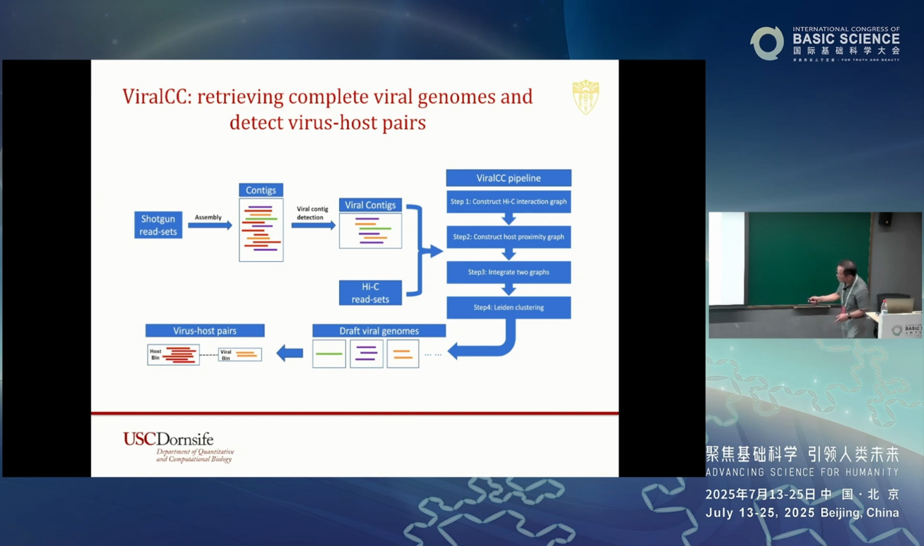Then we do the Leiden clustering again, and you get the viral genomes. Then you try to see whether there is some linkage between this virus and some hosts. You use the Hi-C link to see if the viral genome is linked to some bacterial genome, and so you can study the virus-host interaction.